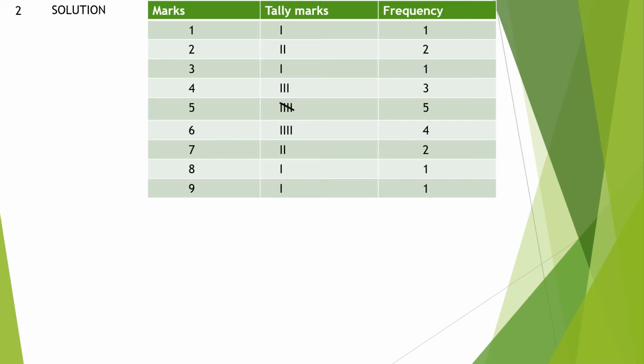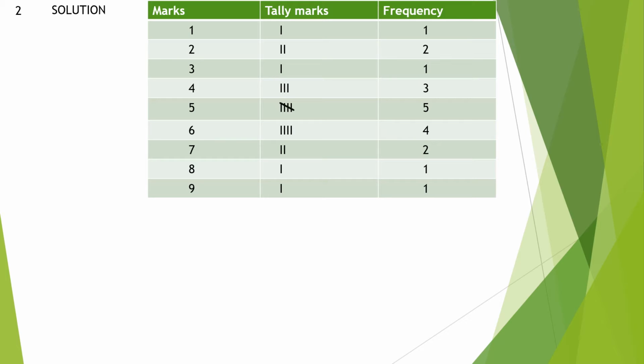Frequency means how many times that number came. So here mark 1 occurs one time, so the frequency is 1, and for mark 2 it is 2. Mark 3 is 1 time, mark 4 came 3 times, mark 5 came 5 times, and mark 6 came 4 times, mark 7 appears 2 times, 8 appears 1 time, and 9 appears 1 time. So we made the tabular form of the given data.